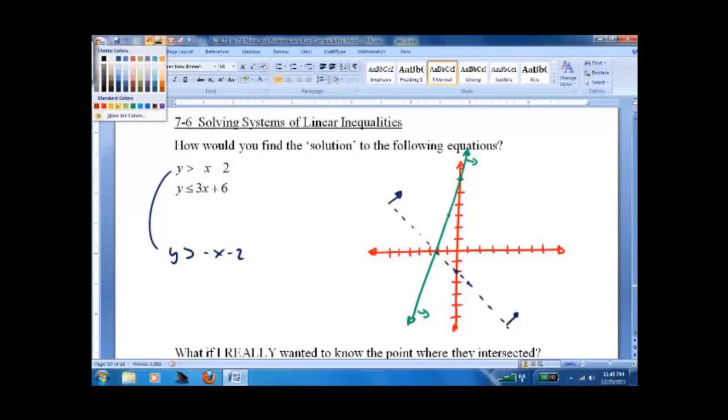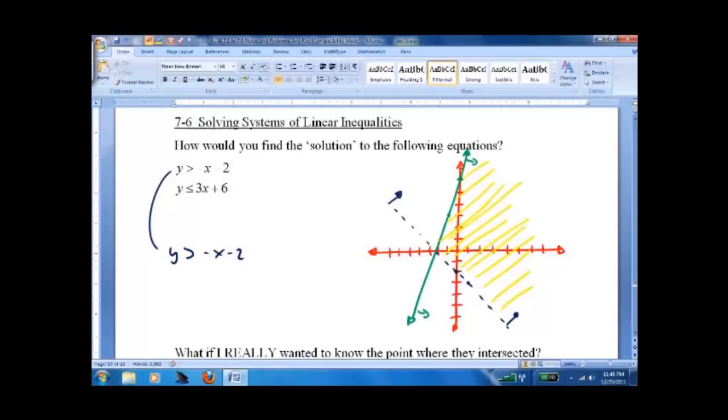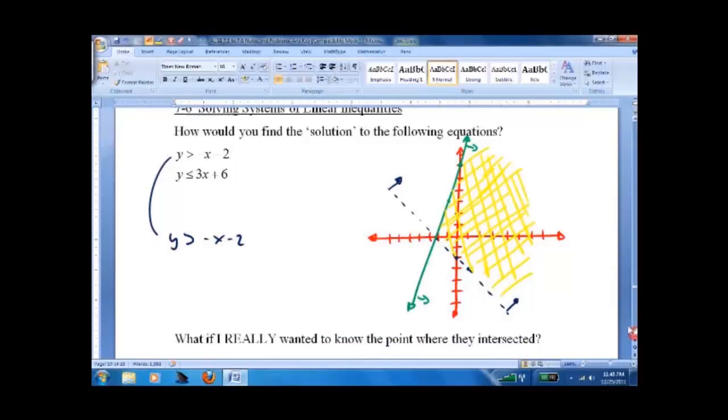So let's go with a yellow shade. It's a neat way to do this with your calculator if you haven't done it. And it'll actually shade them both, and then you look for the area that's got 2 types of shading, so it'll look something like this. So that's your answer. And that's it.